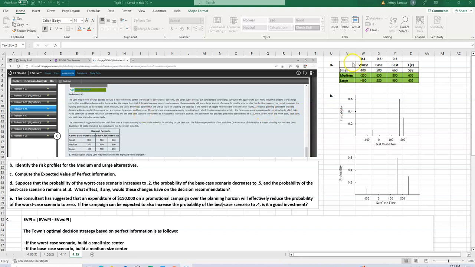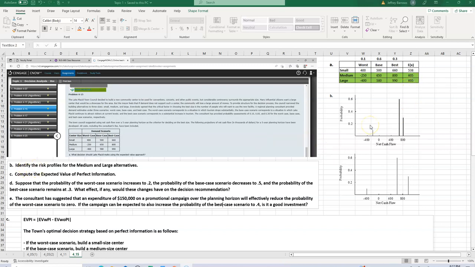The first thing we need to do in part A, very similar to what we did in 411, is compute the expected value of each of the three options. And you will note that the medium and the large both have an expected value of $605,000. So at this point, those two options are in play.